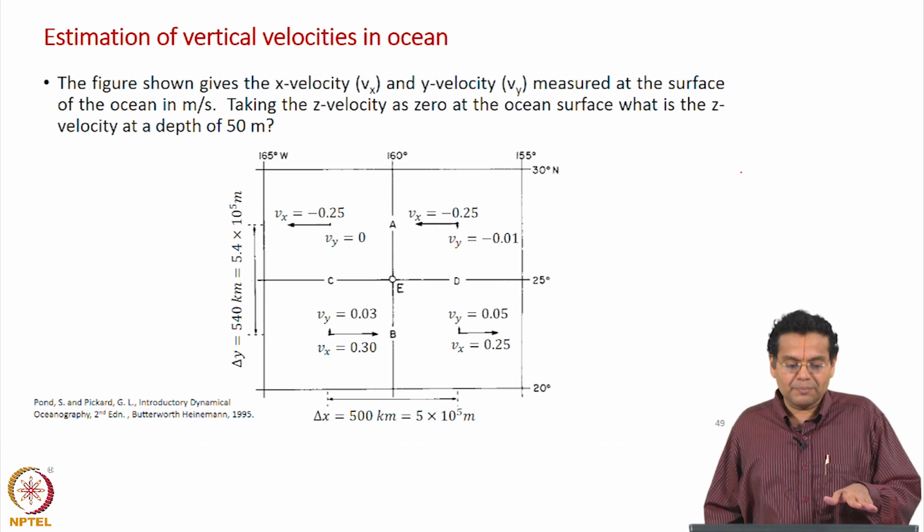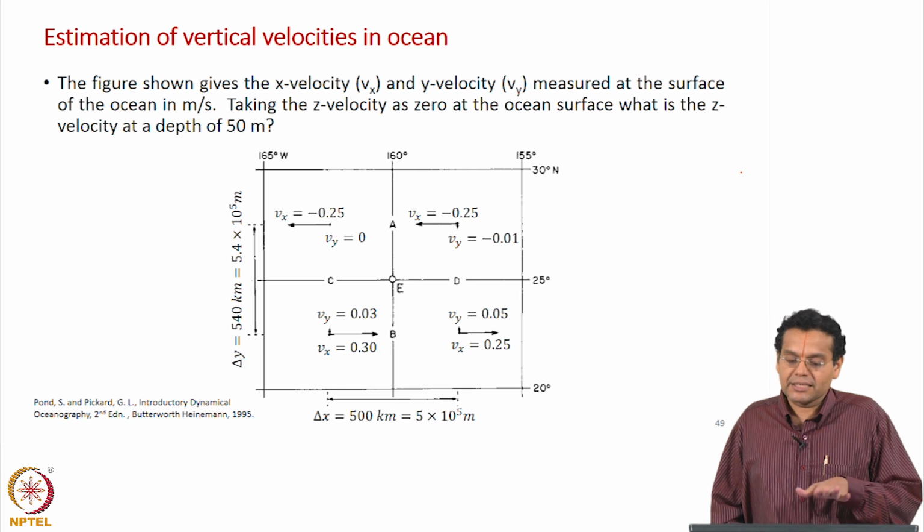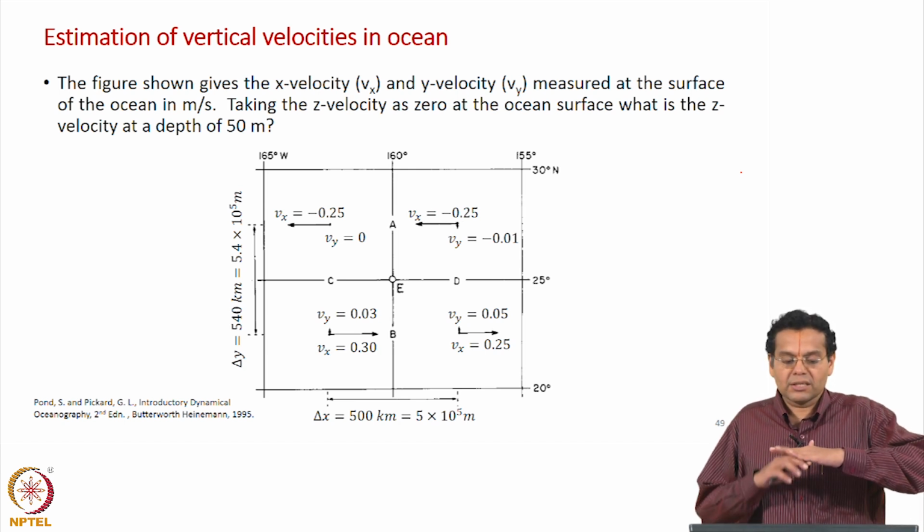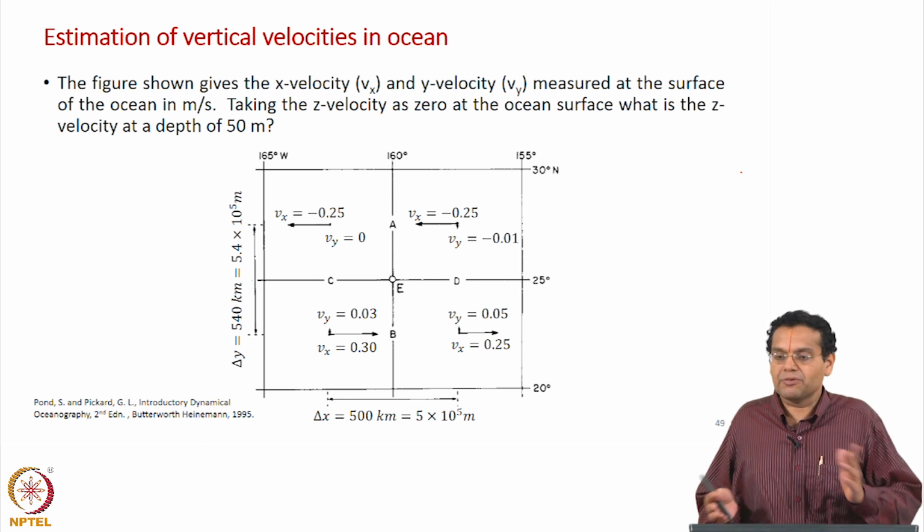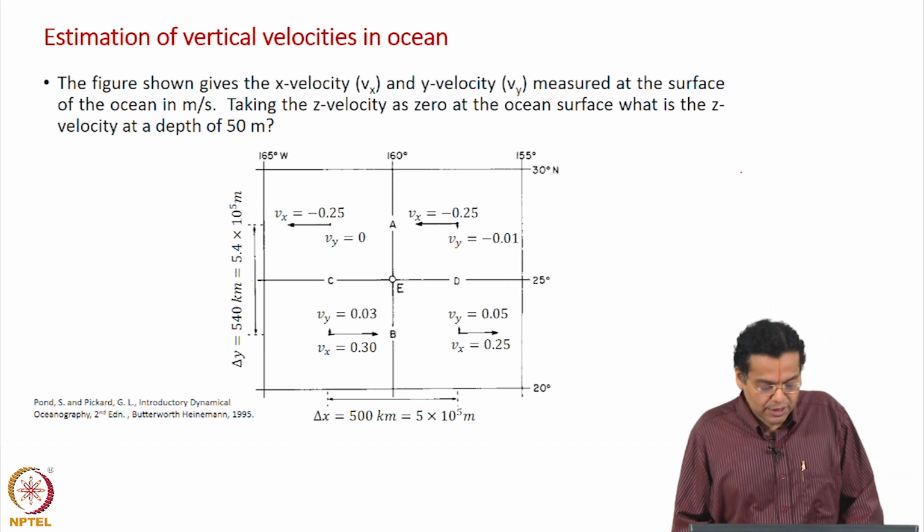So, let us read the problem. The figure shown gives the x velocity and y velocity measured at the surface of the ocean in meters per second. Taking the z velocity as 0 at the ocean surface, what is the z velocity at a depth of 50 meters? Okay. Now, let us look at this figure shown here.